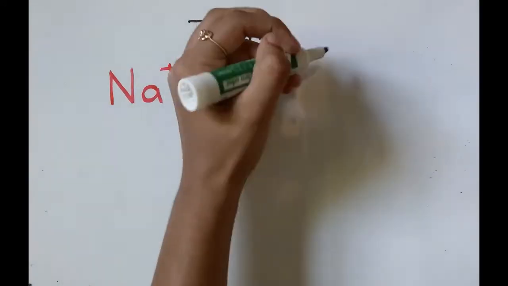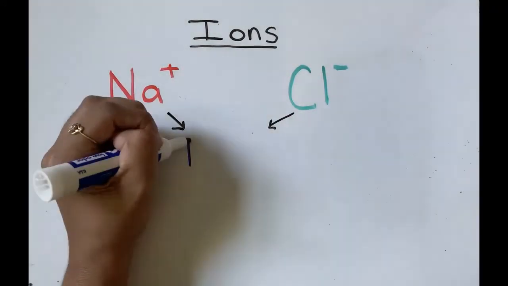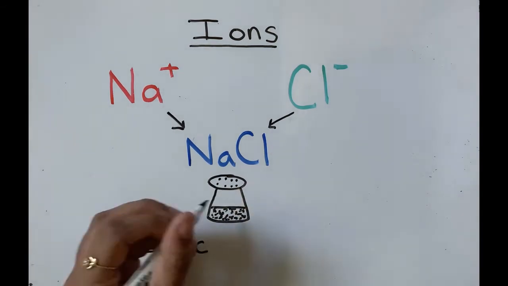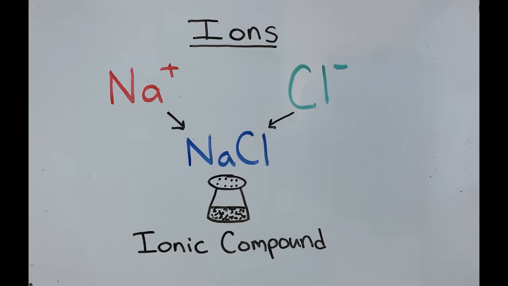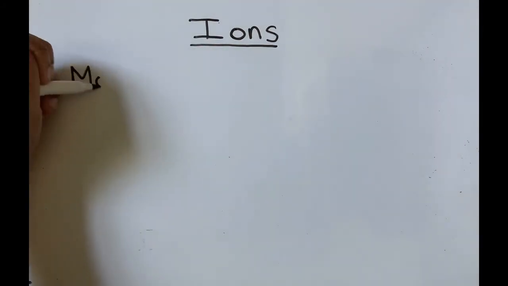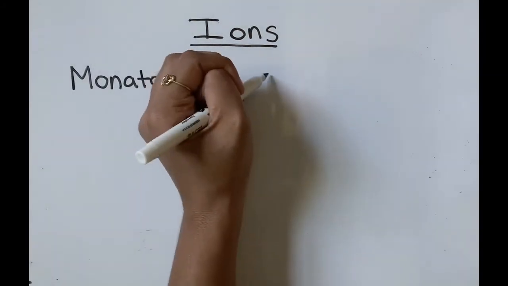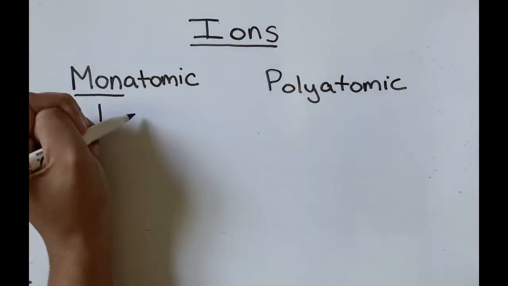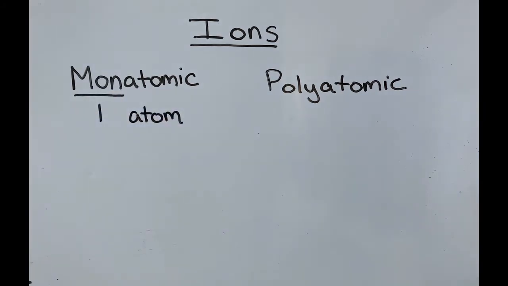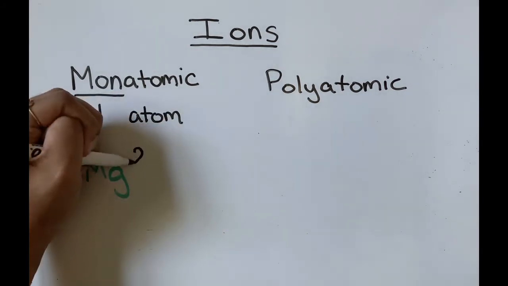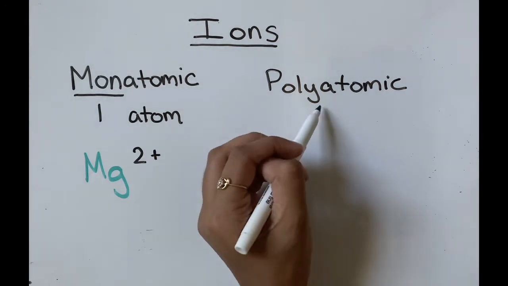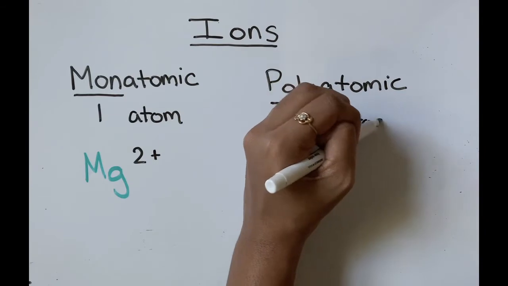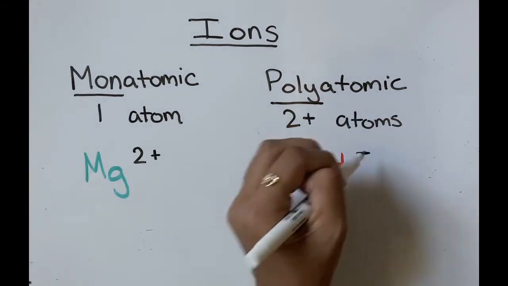Na+ and Cl- combine to make the neutral NaCl, which we know as table salt. This is called an ionic compound because it's a compound formed from ions. Pretty simple. Some other terms you should know are monatomic ions and polyatomic ions. Mono means one, so monatomic ions contain only one atom, like Mg2+. Poly, as we already covered, means many, so polyatomic ions in this case contain two or more atoms, like OH-.